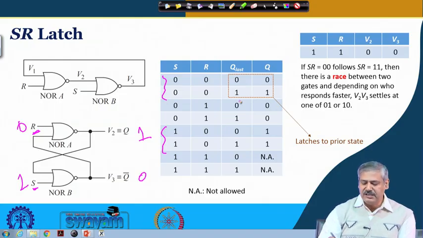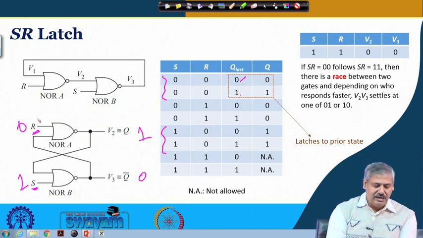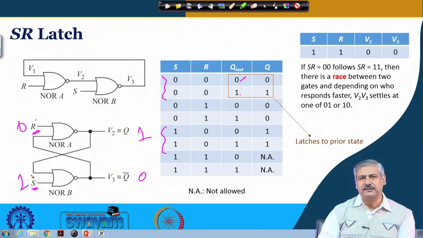So, whatever the past value was that made Q 0 or 1, because of 0 1 or 1 0 that was present, it latches onto the past state. That is why it is called a latch. This S stands for set and R stands for reset. So, 1 0 of S and R is setting of the latch, and 0 1 of S and R is resetting of the latch.